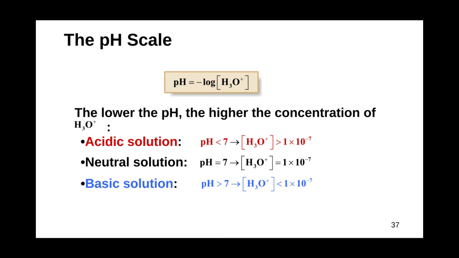Now, what that means in terms of the concentration of hydronium: for an acidic solution, the concentration of hydronium is greater than 10 to the minus 7. For a neutral solution, the concentration is equal to 10 to the minus 7. And for a basic solution, it is less than 10 to the minus 7. So we calculate the pH values by simply using this equation above. pH is equal to the negative log of the concentration of hydronium.